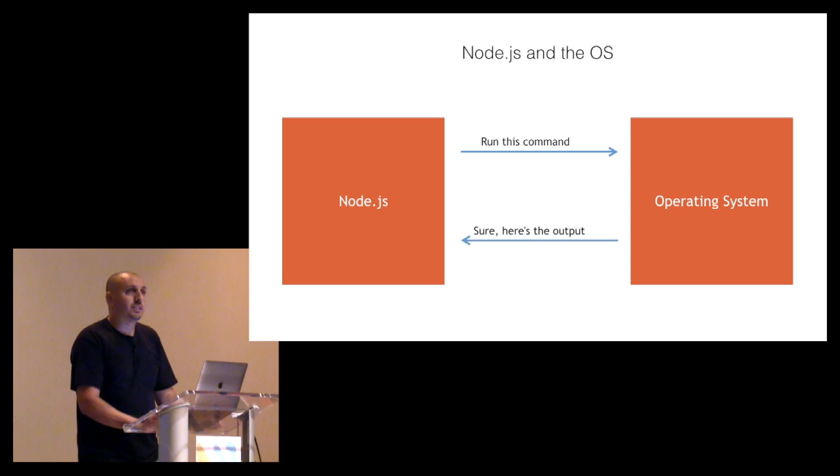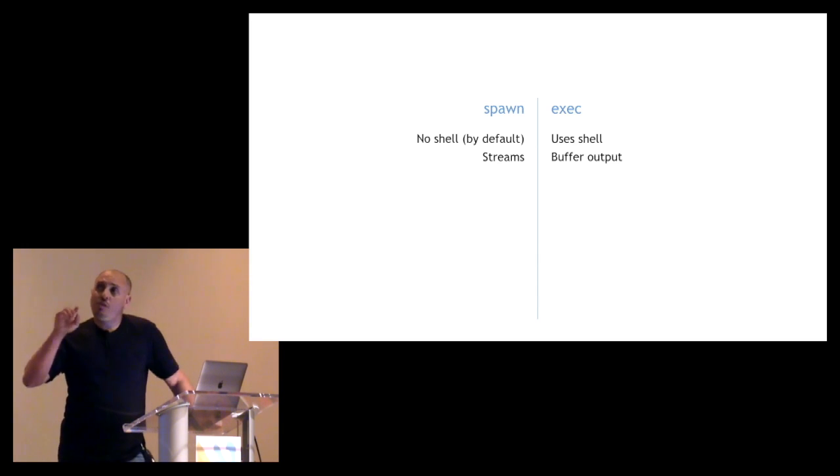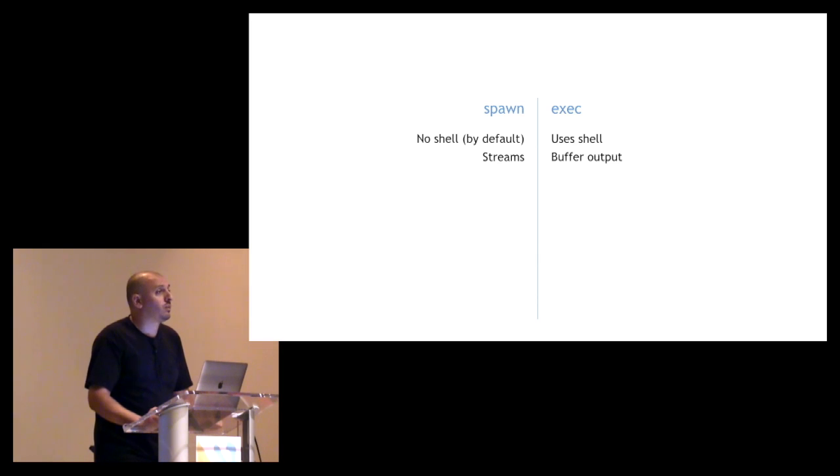But the question is, spawn and exec both allow you to do that. What is the difference? And how significant is the difference? Because you want to pick one of those. And the difference is, spawn, by default, does not use a shell, while exec does. More importantly, spawn works with streams, while exec buffers the whole output for you. So from those simple differences, which one is better?